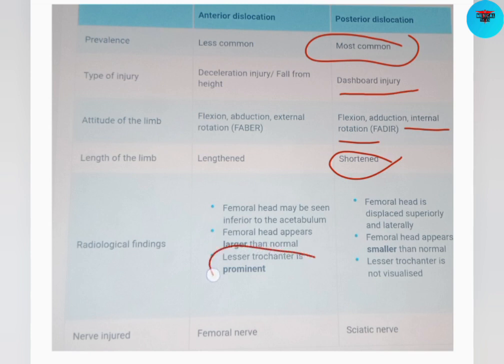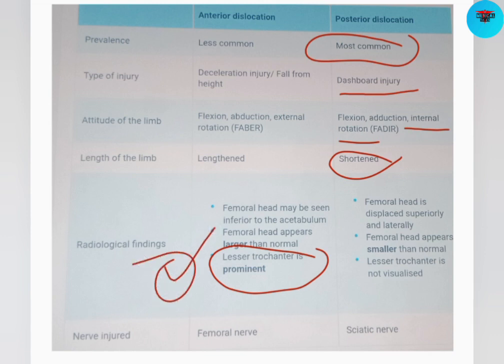Why is this lesser trochanter prominent? This point is very important because there is external rotation. Due to external rotation, the lesser trochanter, which is more on the posterior side, comes on the anterior side due to the external rotation. So the lesser trochanter will be more prominent.